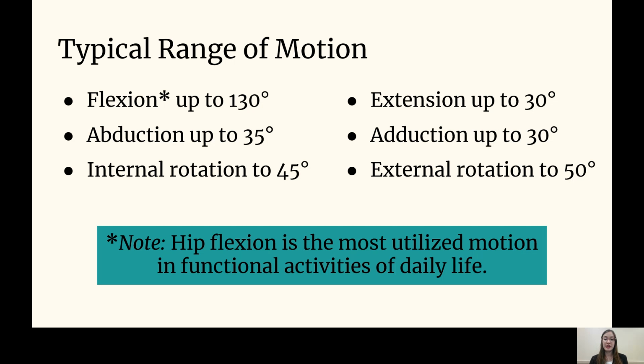In the frontal plane, the hip can abduct 0 to 35 degrees away from the body and adduct 0 to 30 degrees across the midline of the body. In the transverse plane, the hip can internally rotate 0 to 45 degrees, turning the thigh and knee in towards midline, and it can externally rotate 0 to 50 degrees, turning the thigh and knee outwards.